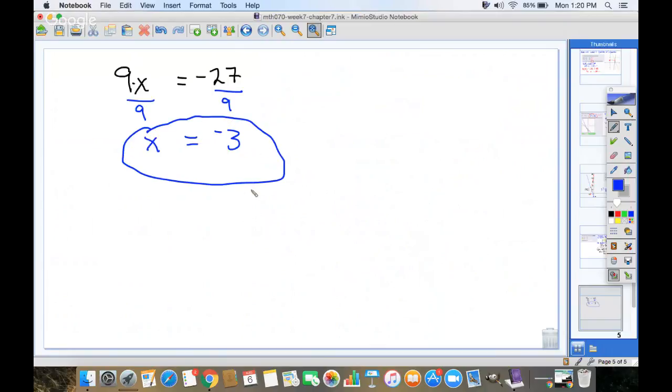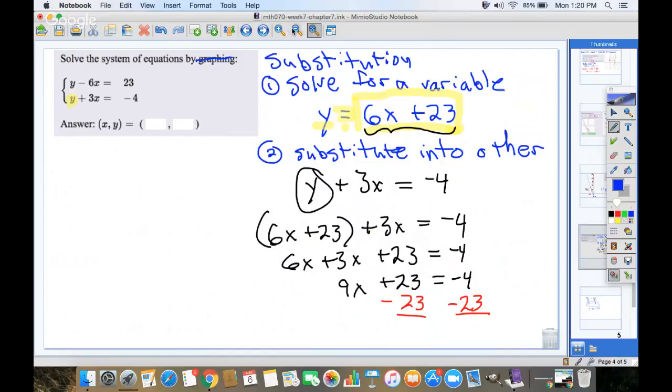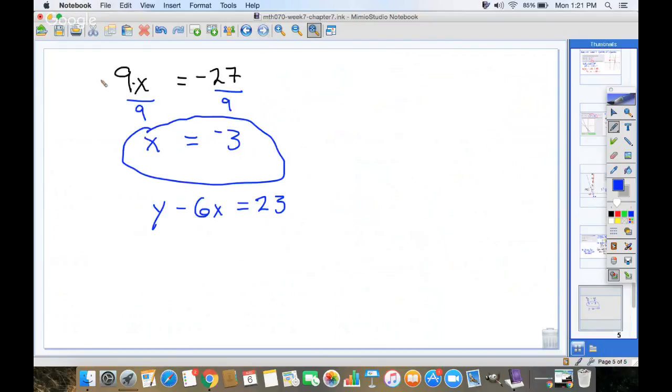To find y, I just go back to one of my original equations, like y minus 6x equals 23. Plug in this x value and see what happens to find y. So we did our substitution. So I guess step 3 here would be then to solve for the leftover variable. Step 4, plug your number into one of the original equations.